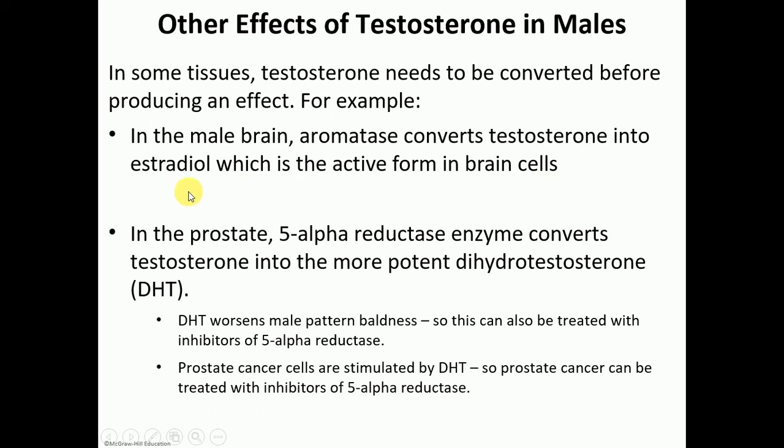In the prostate, testosterone has to be activated into a more potent hormone, known as dihydrotestosterone, DHT, and that enzyme is known as 5-alpha reductase. High levels of DHT worsen male pattern baldness, and some prostate cancer cells are stimulated by DHT. So high levels of DHT can lead to male baldness and can also lead to aggressive prostate cancer. That is why inhibitors of the 5-alpha reductase enzyme can be used in the treatment of male pattern baldness and also in the treatment of some kinds of prostate cancer.